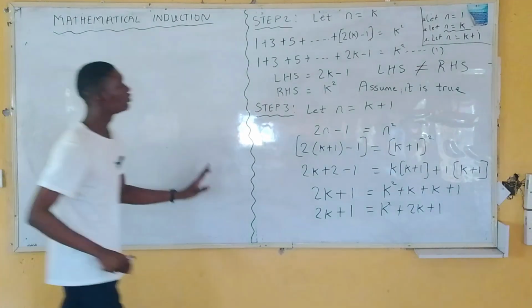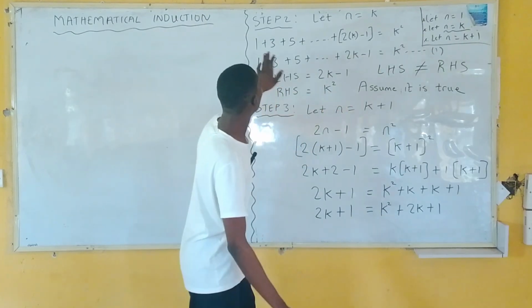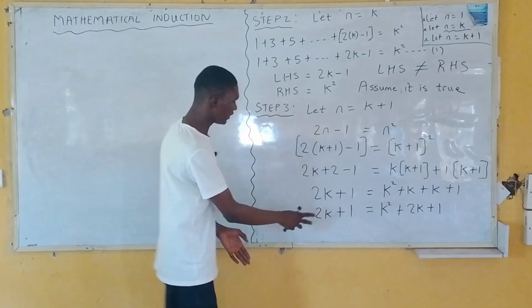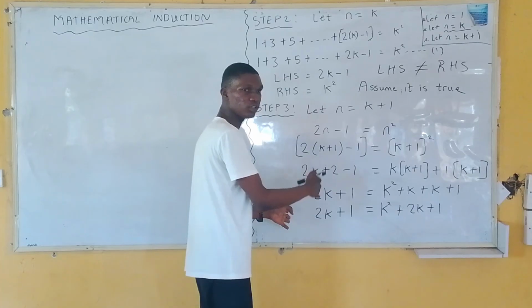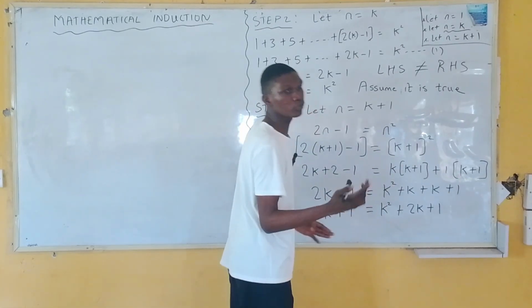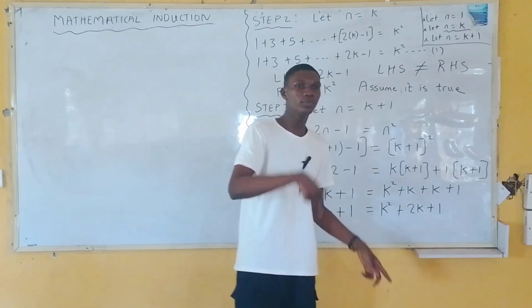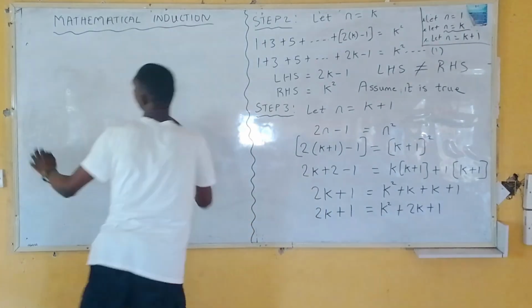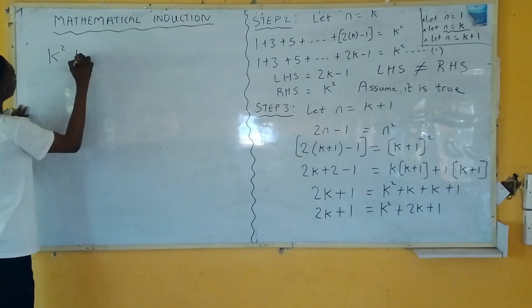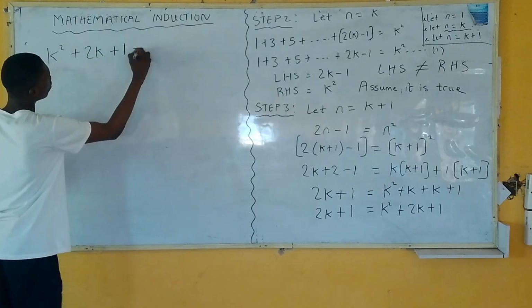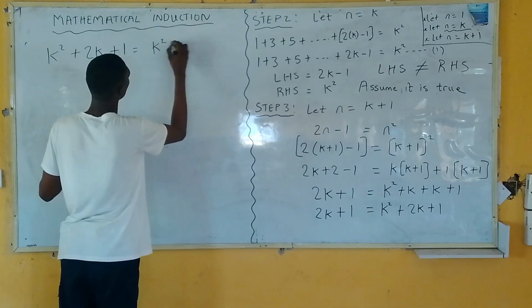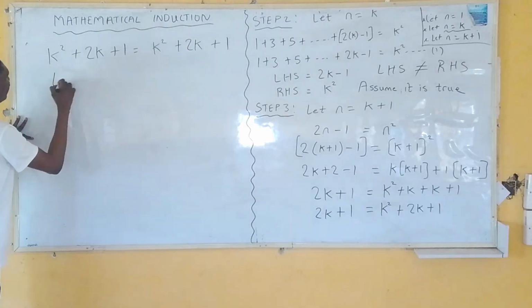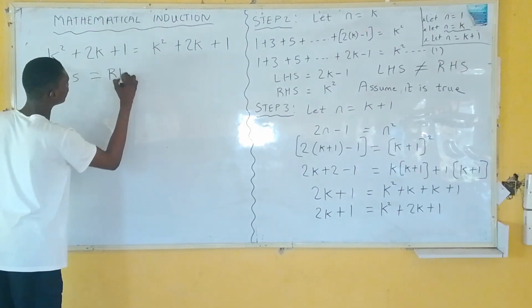Alright, notice something. From here, we already said our 1 plus 3 plus 5 plus all this is denoted as k squared. But right here in the question, we are not using the 1 plus 3 plus 5. Why? Because we already equated it to k squared. Now you can bring it back that k squared plus 2k plus 1 is equal to k squared plus 2k plus 1. Now, what do you notice here? The left hand side is equal to the right hand side.